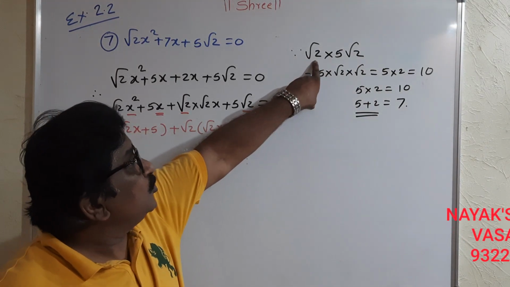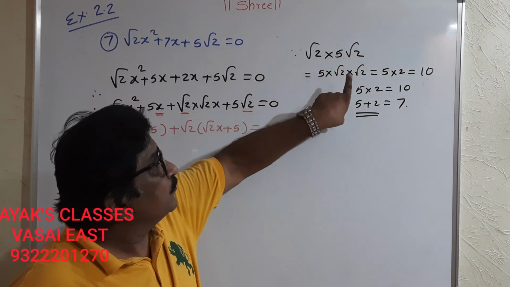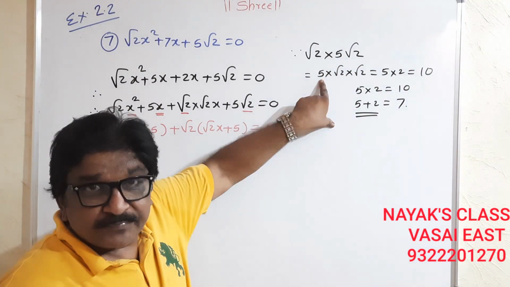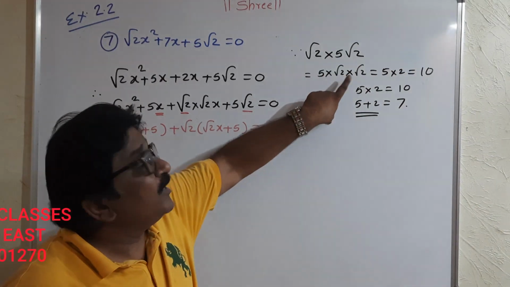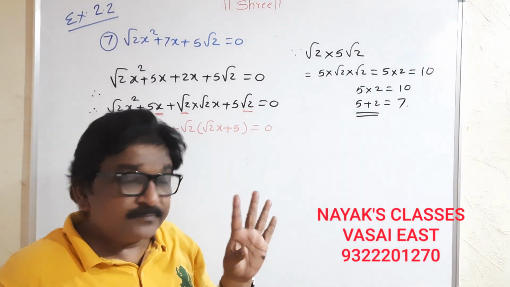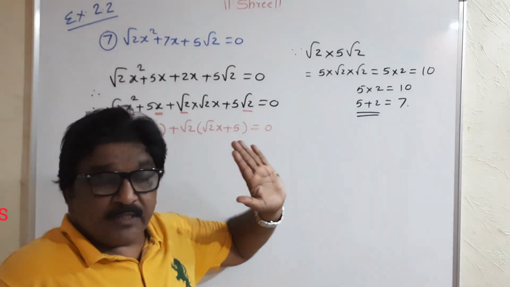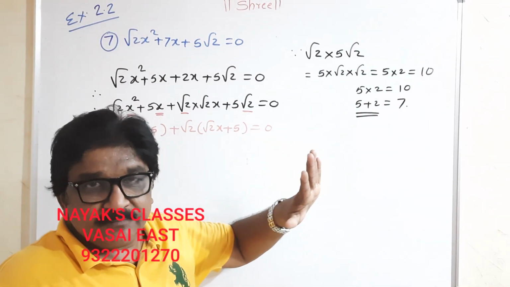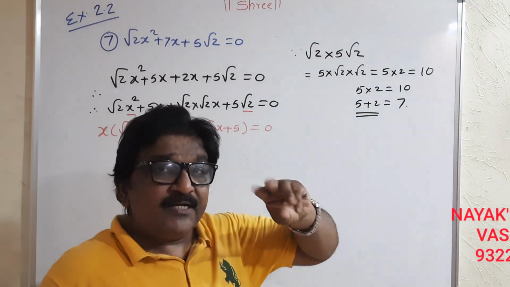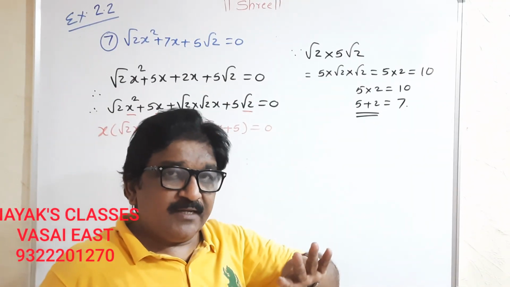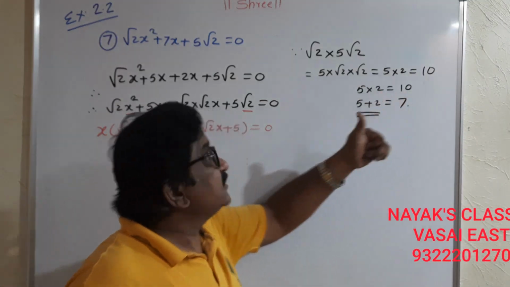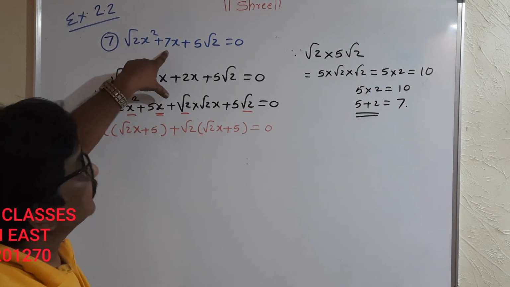So root 2 into root 2, into root 2 into 5. 5 into root 2 into root 2 is equal to 5 into 2, so it is becoming 2. 5 into 2 is 10. So we need two numbers in such a manner that their product must be 10 and sum must be 7.